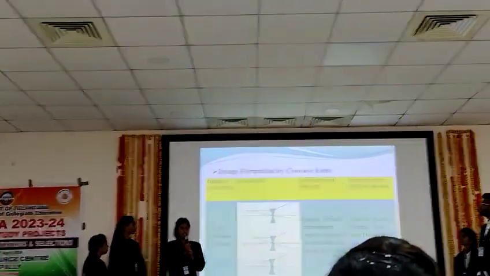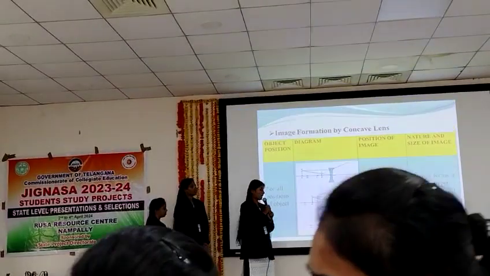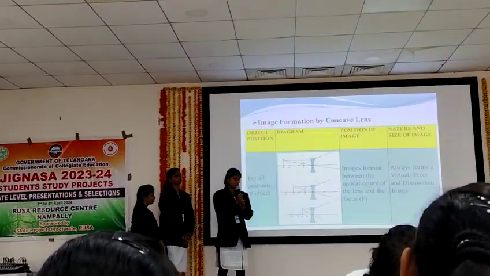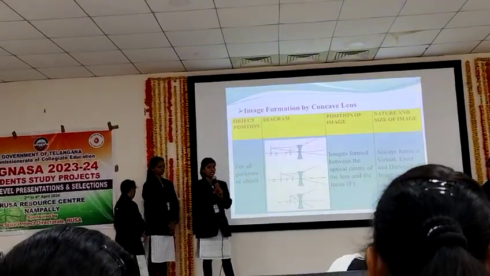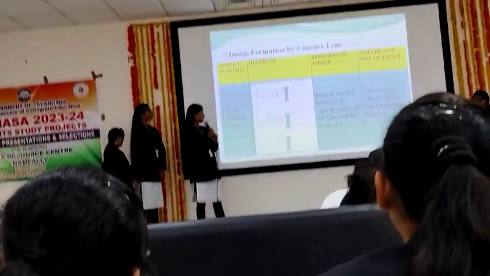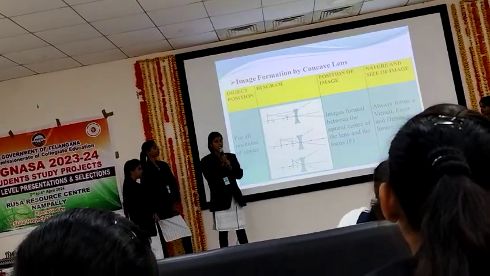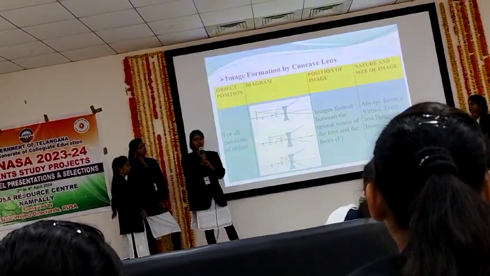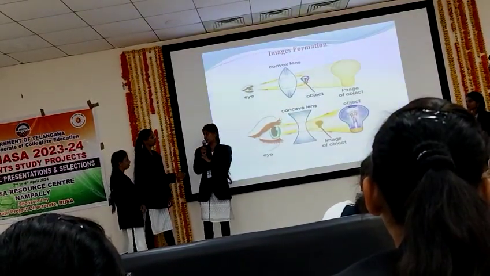Image formation in the concave lens. When an object is placed beyond 2f, the image is formed between the optical center and focus, and the image is virtual, erect and diminished. When an object is placed between the optical center and f, the image is formed between the focus and optical center, which is virtual, erect and diminished. When an object is placed between the optical center and 2f, the image is formed between the optical center and focus, which is virtual, erect and diminished. Here we can observe that wherever the object is placed, the image is always formed between the optical center and focus. This topic is continued by Swati.